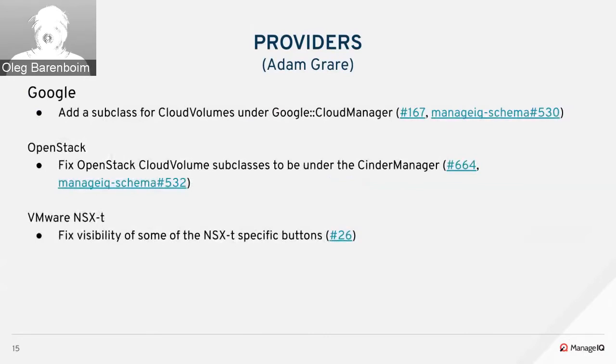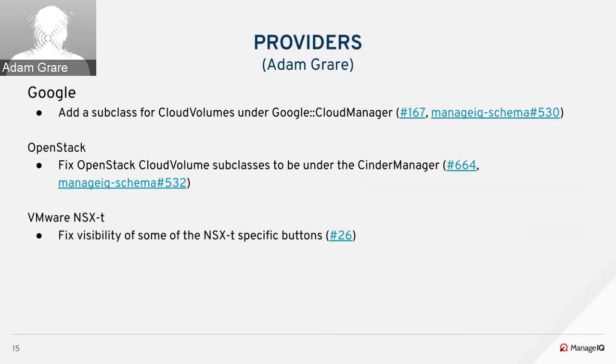So there's some work on the UI to improve the cloud volumes screen. So a theme for some of these providers is we're improving the cloud volumes subclassing. Turned out that Google didn't have a subclass for cloud volumes. It was actually just using the base class. So we added a subclass for that under the Cloud Manager, and we added a schema change to do a data migration to upgrade any existing records in the database.